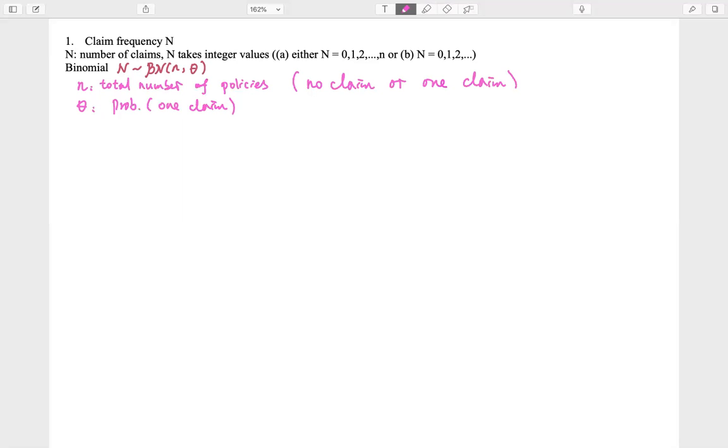Of course, with this setup, a binomial distribution exactly captures the total number of policies that result in claims, right? Exactly the purpose of claim frequency capital N. So that is the first example. And another famous example is Poisson.